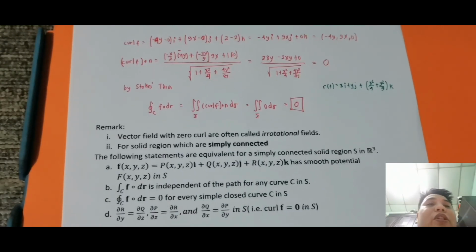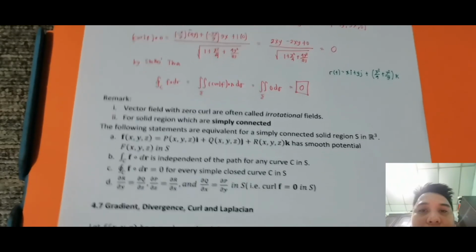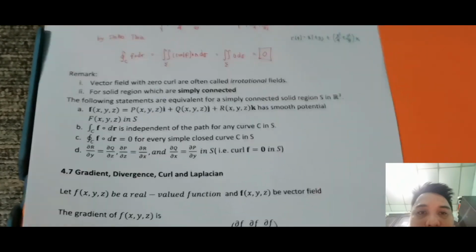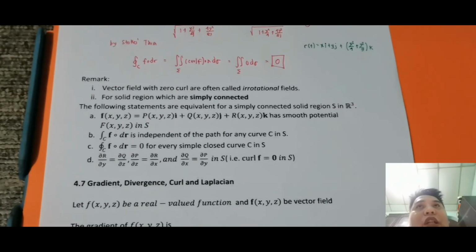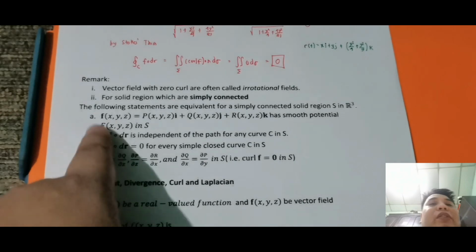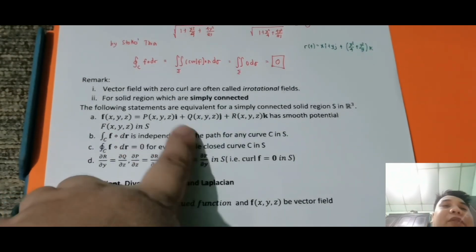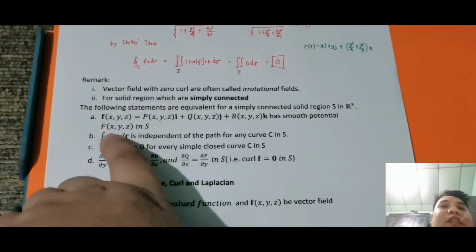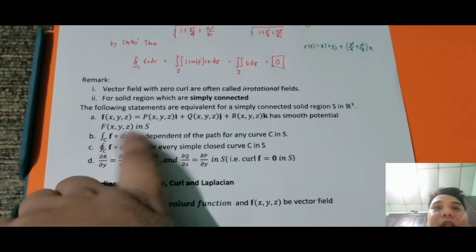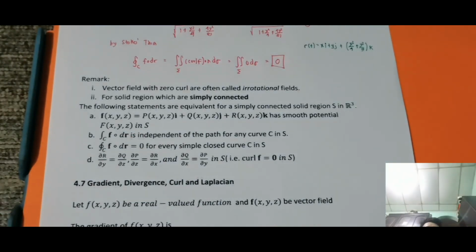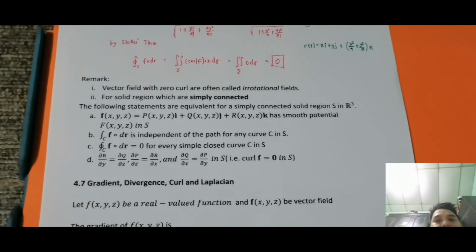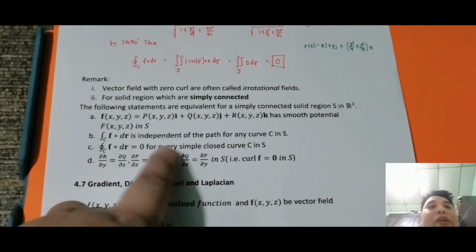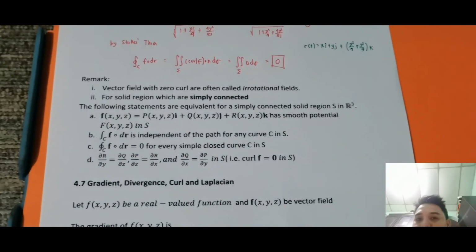So for solid regions which are simply connected, ito yung number 2, the following statements are equivalent for a simply connected solid region in S. So ito yung mga walang butas yata. The vector field F of Pi plus Qj plus Rk has a smooth potential f of x, y, z in S. So nahanap natin yan. The integral of F dr is independent of the path for any curve C in S. And the closed integral of F dot dr is equal to 0 for every simple closed curve.